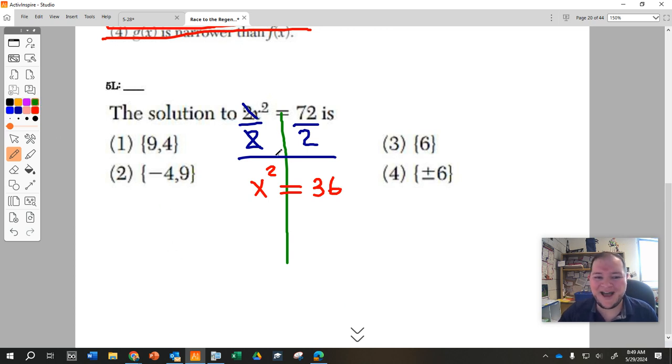One more move. I have to undo that little exponent 2. How do you undo squaring something? It's important. How do you opposite squaring? You square root it. So square root cuts right through the exponent, and if you square root one side, you have to square root the other side.